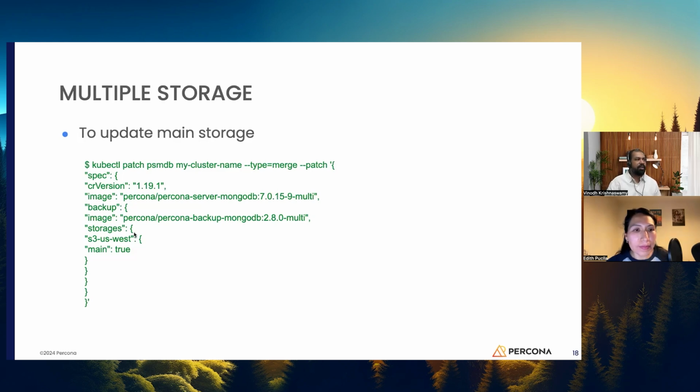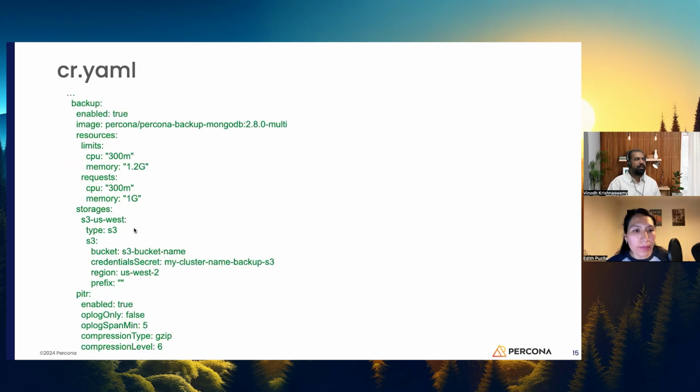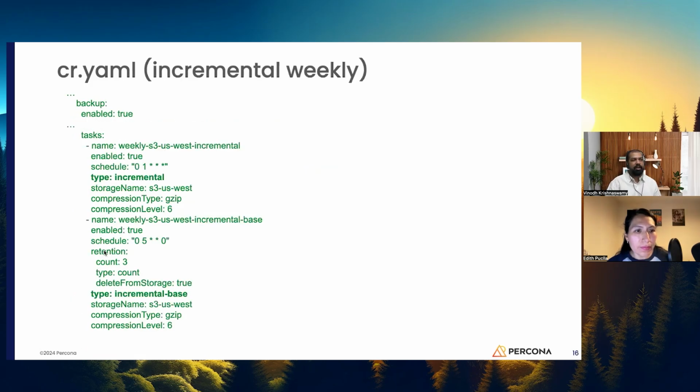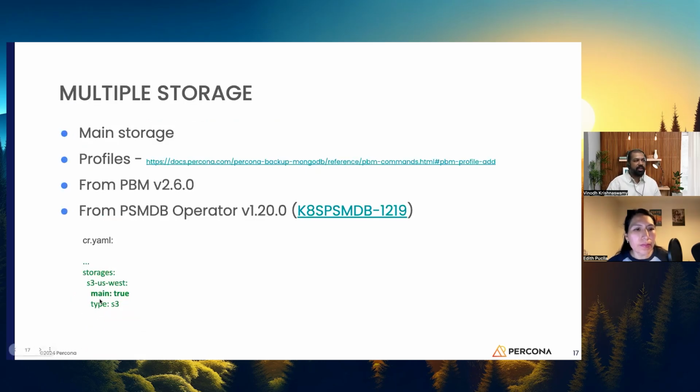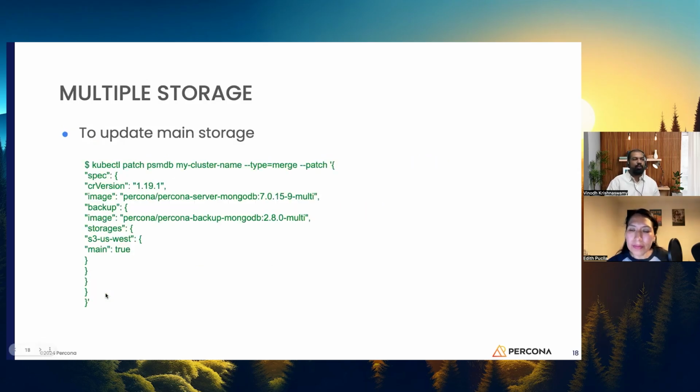See, for example, here I have told you that we are mentioning this storage, right? This S3 type, everything we have mentioned. So this is going to be the main, provided you also mention the parameter main true. So even if you don't create profiles, whatever backups you are taking will go to this storage automatically. Even if you missed mentioning main equal to true, you can do the patch command and mention that later as well.